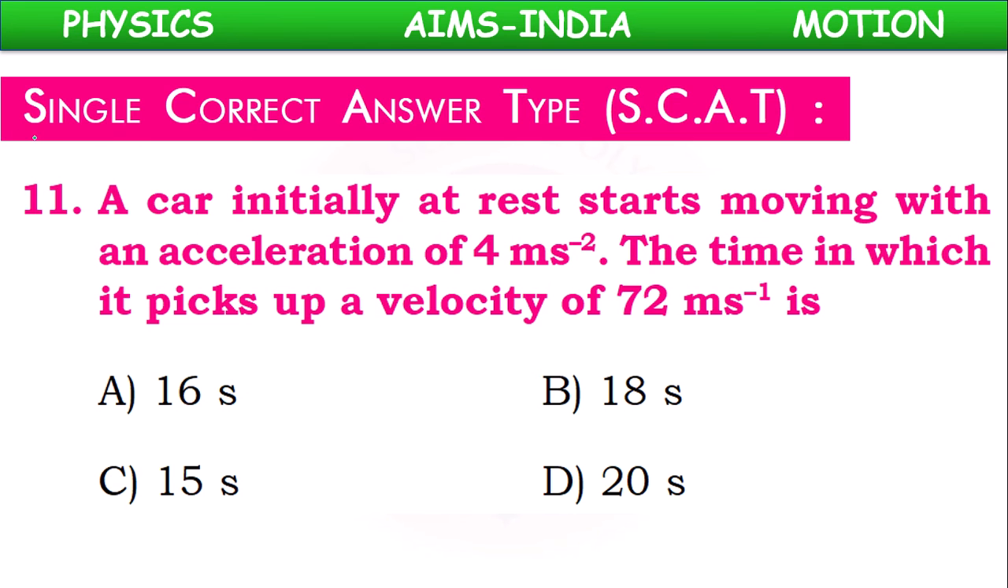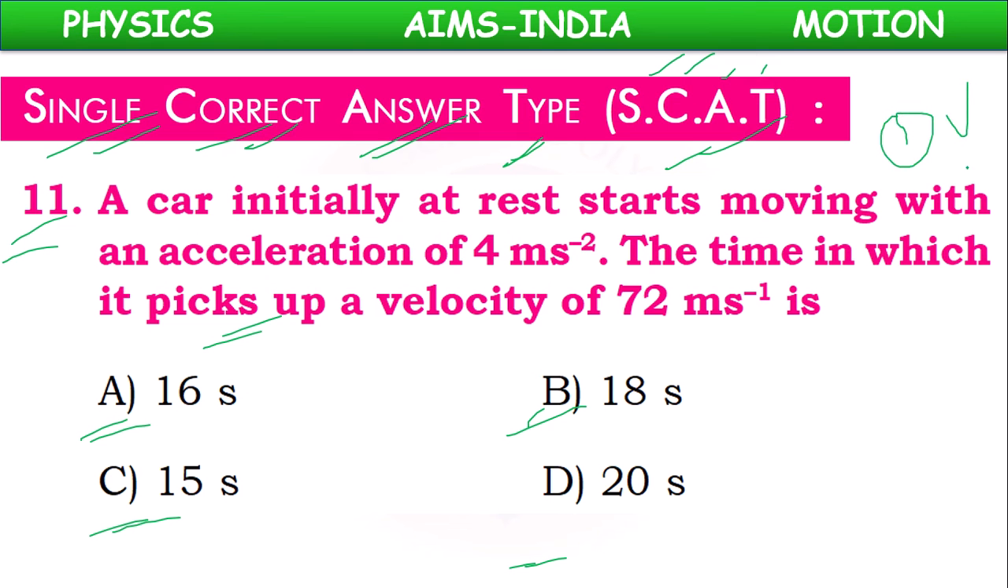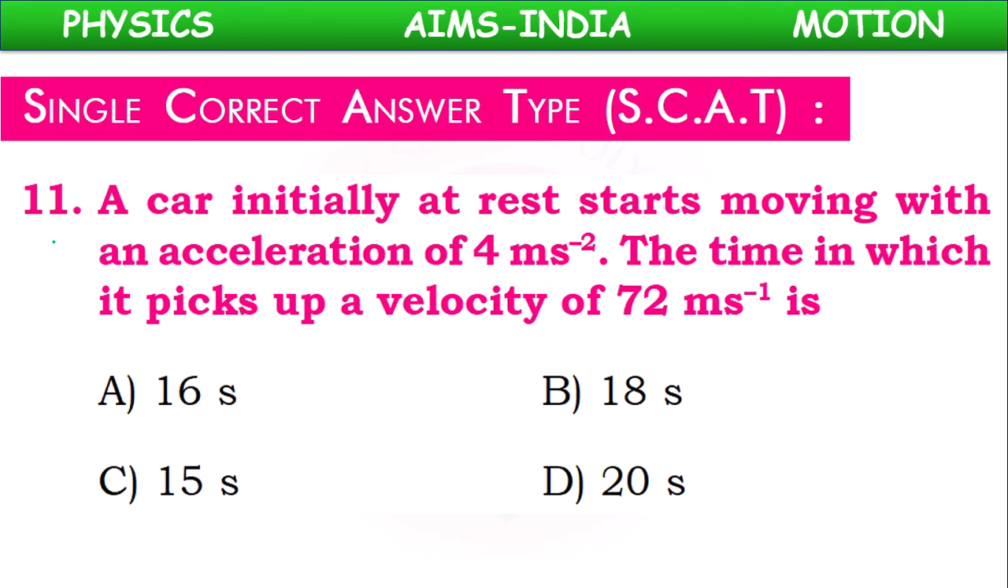Next children, we have another type of question, single correct answer type questions. So the shortcut is SCAT. Here also one question will be given. Under that you will have 4 options. Out of the 4 options, only one option will be correct. So what is the question, children?